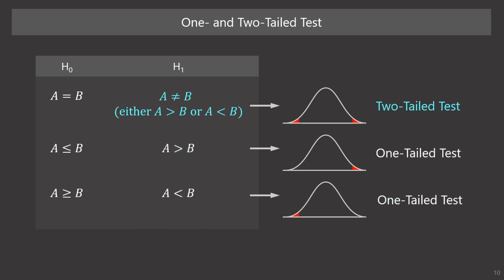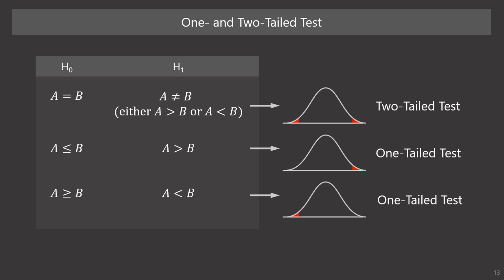In the first case, a two-tailed test, we can reject a null hypothesis when A does not equal B. That is, A is larger or smaller than B. But in the second case, a one-tailed test, we can reject a null hypothesis only when A is larger than B. We cannot reject a null hypothesis even if A is smaller than B. In the third case, a one-tailed test, we can reject a null hypothesis only when A is smaller than B. We cannot reject a null hypothesis even if A is larger than B.